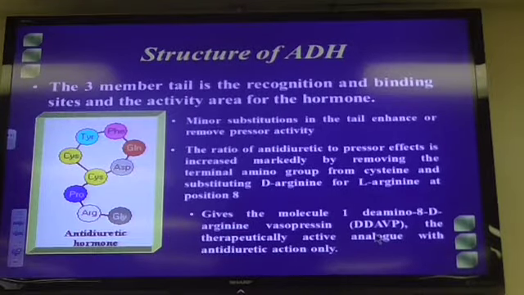What do D and L mean? That's the stereochemical structure of it. Same chemical structure, but different conformation. So we change that, and that gets rid of those vasopressor effects. It retains the antidiuretic effects of it.